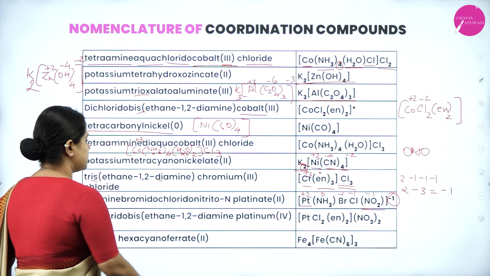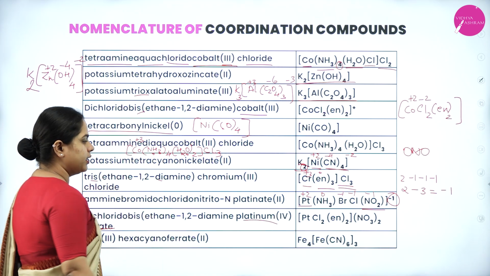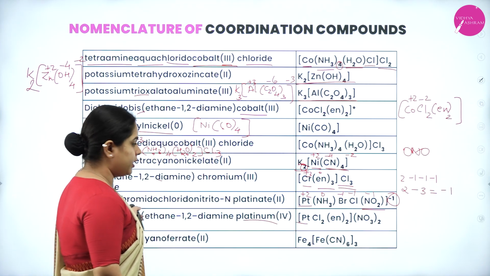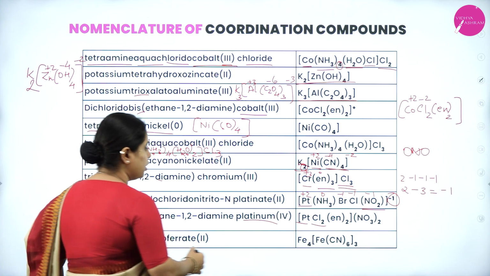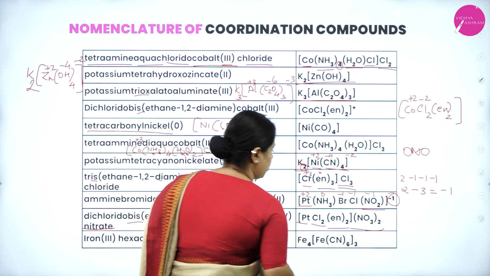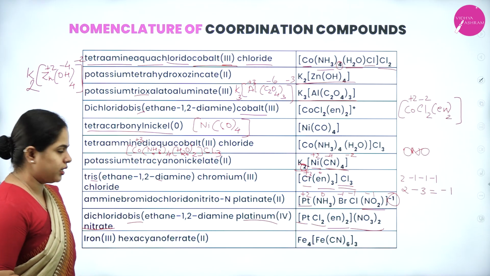Here platinum itself is the cation, right? Which is your counter ion? It is nitrate. So I write the platinum here, right? How many chlorido are there? Di, so it is Cl2. Ethane-1,2-diamine is bis, which is given, so 2 is there. And the last one is nitrate, NO3 twice, which is the counter ion. So that is how you have to write the molecular formula.